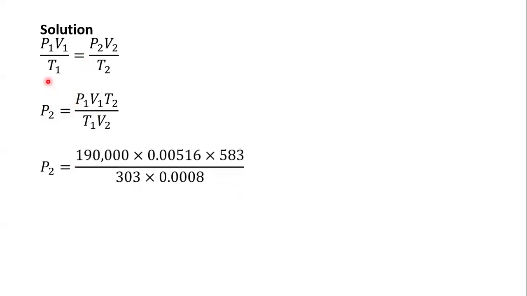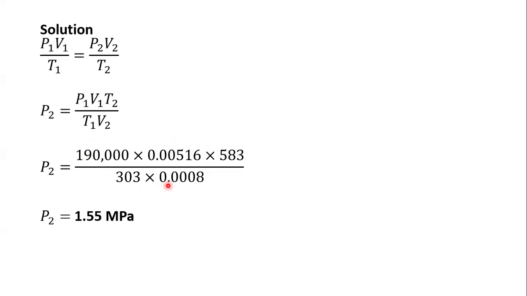So here, I'm now substituting. My absolute pressure one was 190,000. Volume one was 0.00516. Temperature number two, we found to be 383. Temperature one was 303. And volume two was 0.0008. What is our final pressure? It's 1.55 times 10 to the power 6.